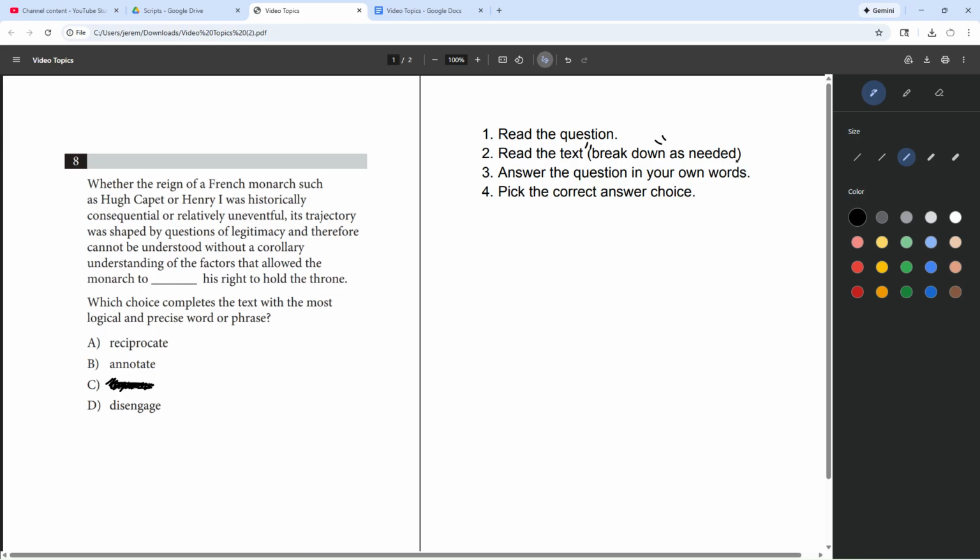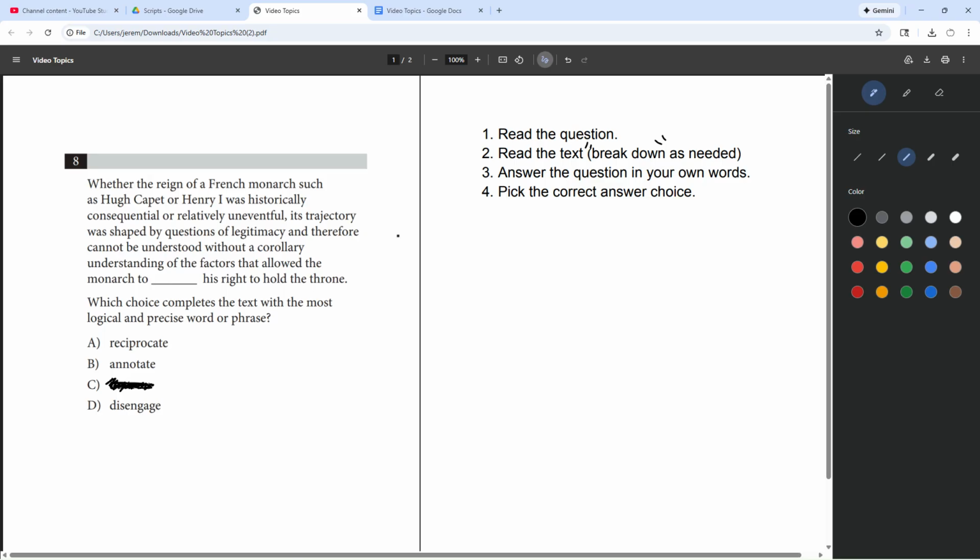Read the text, break down as needed. Whether the reign of a French monarch such as Hugh Capet or Henry I was historically consequential or relatively uneventful, its trajectory was shaped by questions of legitimacy and therefore cannot be understood.